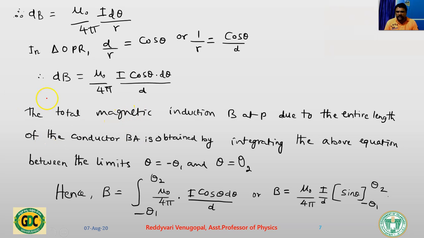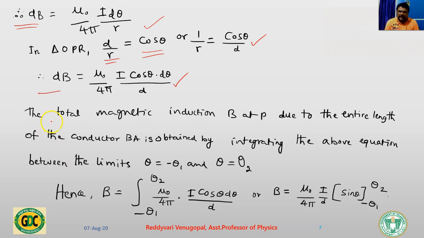This is the equation we have derived in the previous slide. Now we take triangle OPR. From that triangle we can find d by r is equal to cos theta, or simply 1 by r is equal to cos theta by d. Therefore dB is equal to mu naught by 4 pi I cos theta d theta divided by d.